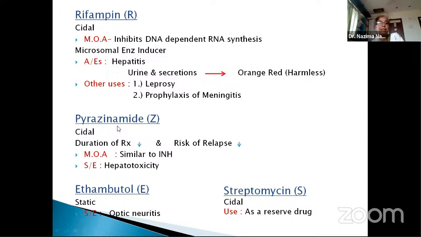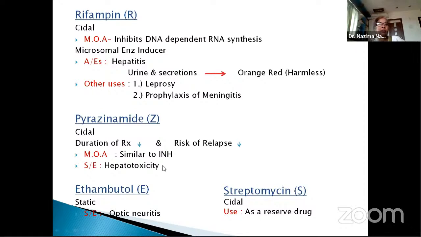Coming to pyrazinamide. Now, pyrazinamide again is having a bactericidal action. Now, when this drug is added to the regimen, the duration of treatment is reduced, as well as the risk of relapse again is reduced. So, therefore, this drug is included in the therapy for tuberculosis.